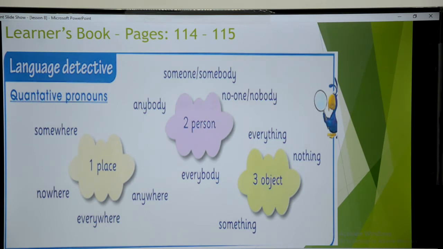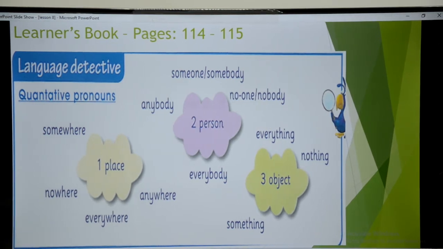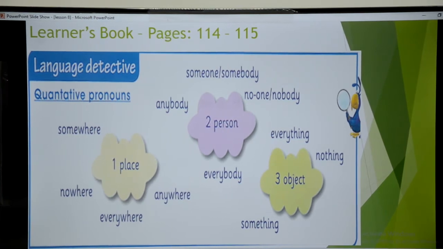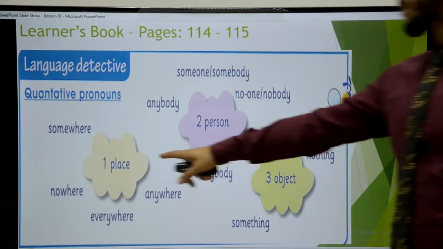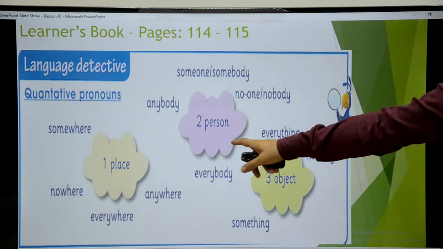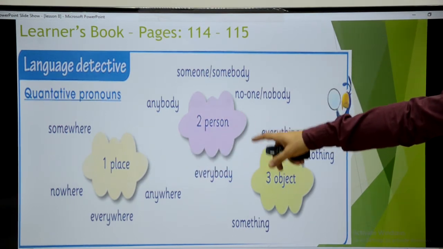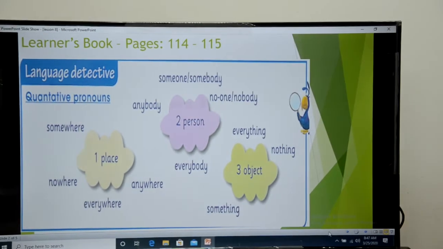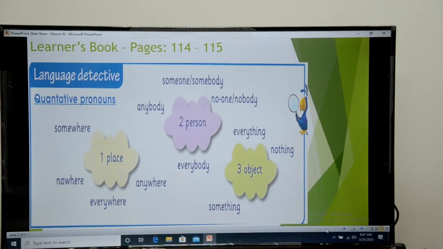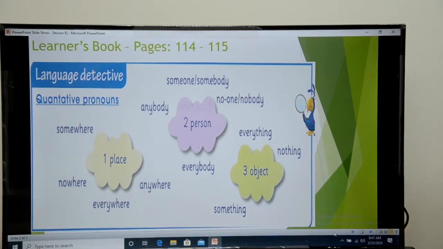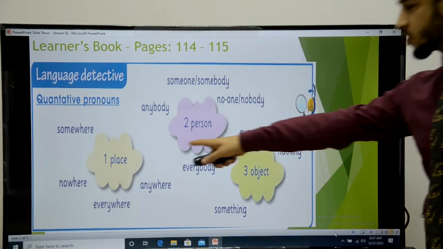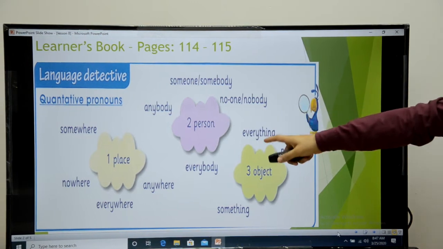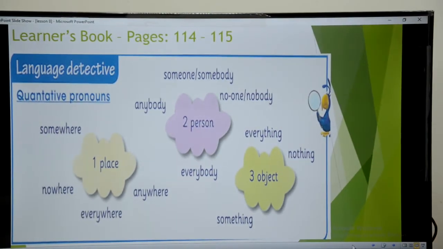Teacher, you mean that quantitative pronouns are like he and she? Yeah, but they are a different kind of pronoun. What do they show? They show the number or quantity of a place or a person. Person means someone, humans, people, or objects, things. So the quantitative pronouns refer to one of three things: place, person, or objects.